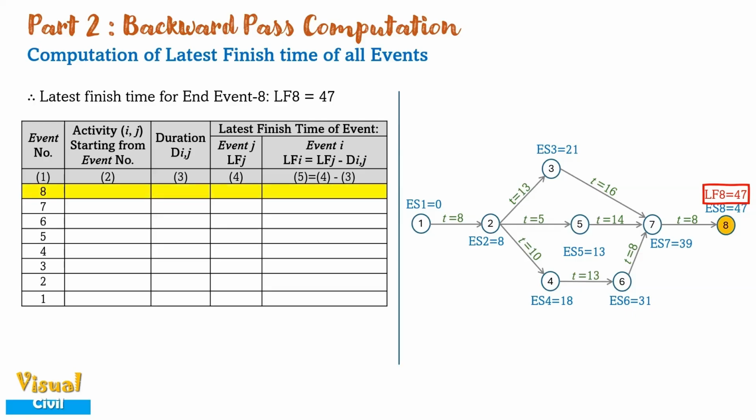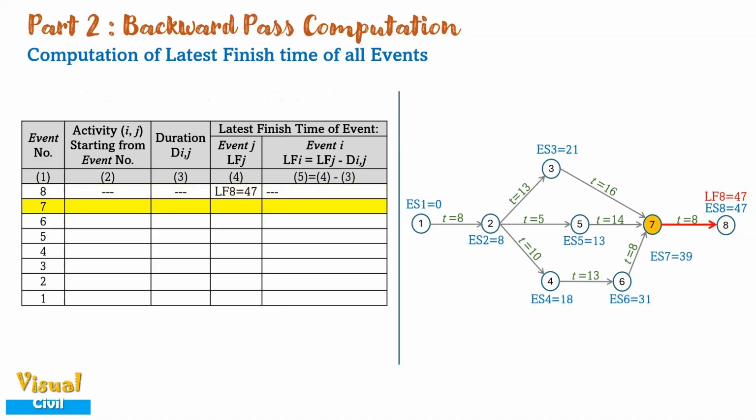For event 8, there is no activity starting from the event. Hence, no duration and no latest finish time of the start event. The latest finish time of event 8, LF8, is already known, which is 47.